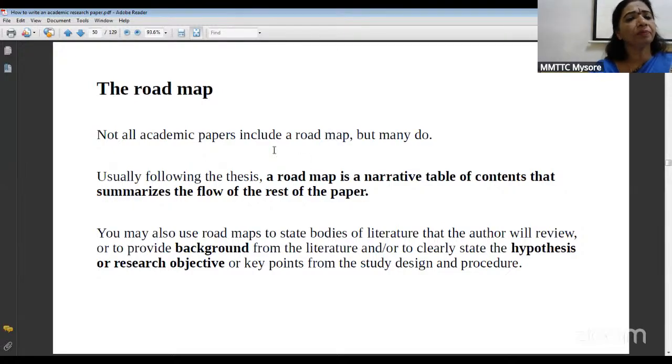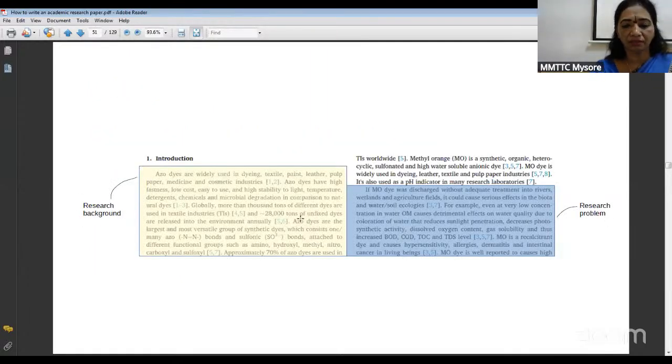So what is a roadmap? Not all academic papers include a roadmap, but many papers will have one. Usually, following the hypothesis, a roadmap is a narrative table of contents that summarizes the flow of the rest of the paper. After you state a hypothesis, you say we have adopted this method, we have conducted this particular work, and then we have come out with the conclusion. You can put that as a roadmap in your introduction.